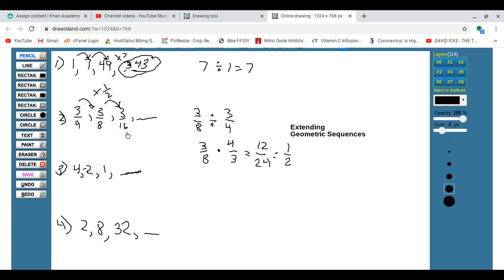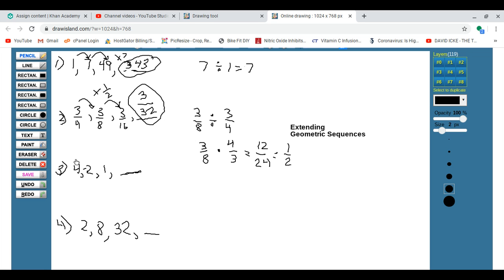Okay, so 3/16 times 1/2. Well, the top is 3 times 1, so that's going to be 3. And then the bottom is going to be 16 times 2, so that's going to be 32. So our next solution is 3/32.